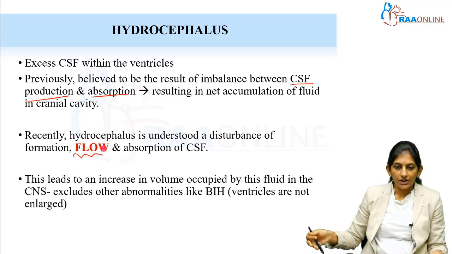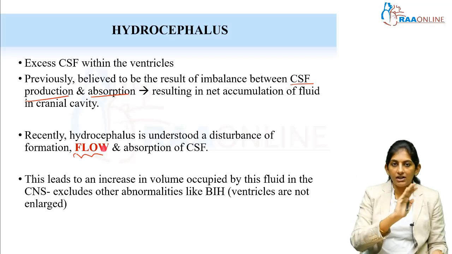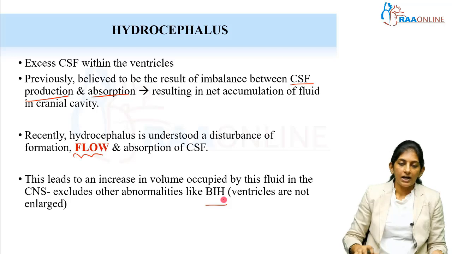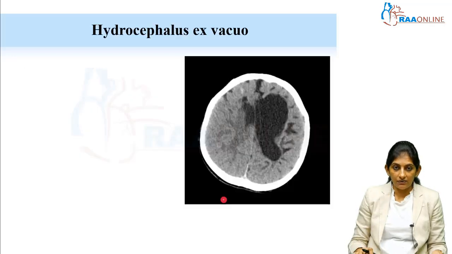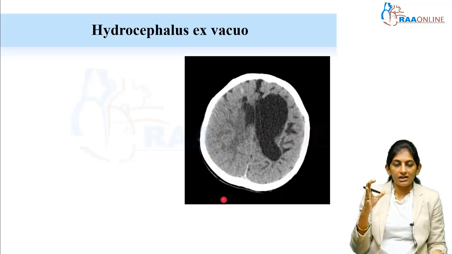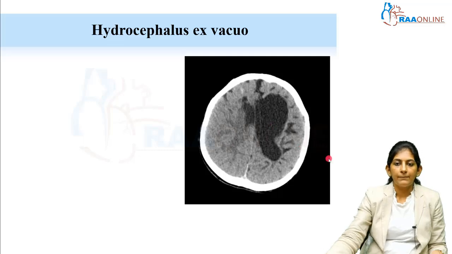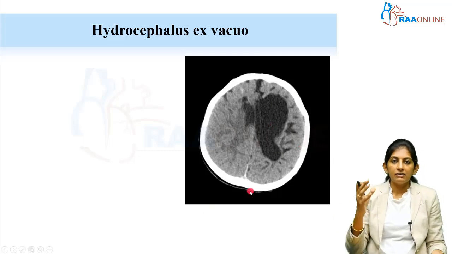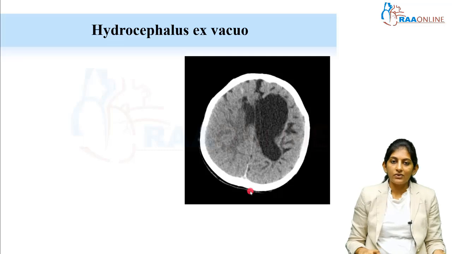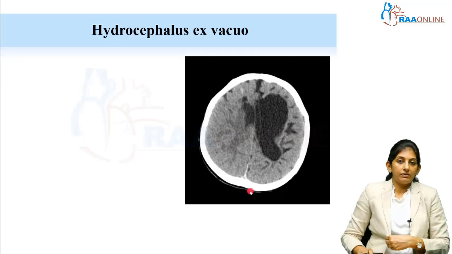Hydrocephalus has to be differentiated from abnormalities like benign intracranial hypertension, where the ventricle is not at all enlarged. And one more entity, hydrocephalus ex vacuo, we will see. This hydrocephalus ex vacuo is because of the parenchymal loss. The brain parenchyma is lost. So much of the parenchyma is lost here and the ventricles have enlarged. So this is hydrocephalus ex vacuo. It is not similar to the hydrocephalus that we will be talking about.